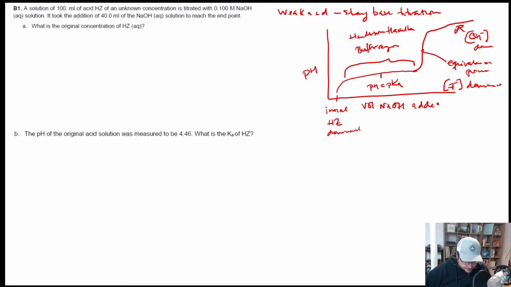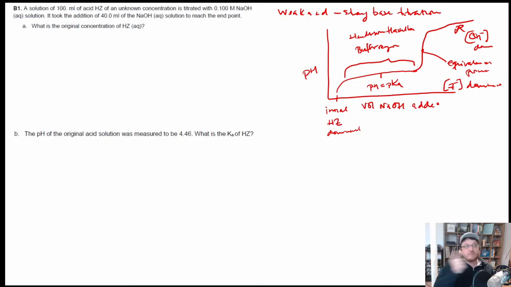Why does all of this matter? So the first question we're presented with is, what is the original concentration of HZ? We can easily figure that out, because we know how many moles of NaOH were required to completely neutralize that HZ. That's what's happening at the equivalence point: you've completely neutralized the acid using the strong base. And that means the number of moles of NaOH at that point is going to be equal to the number of moles that you had started with. And we know the volume of NaOH that we added. We know the concentration of NaOH that we had added.